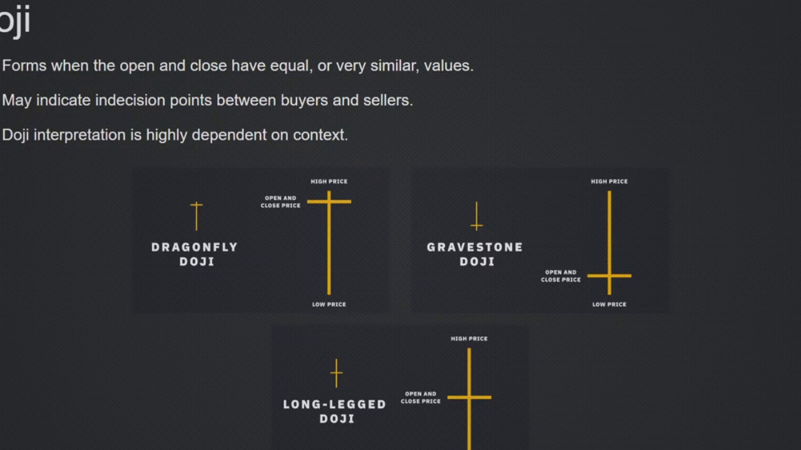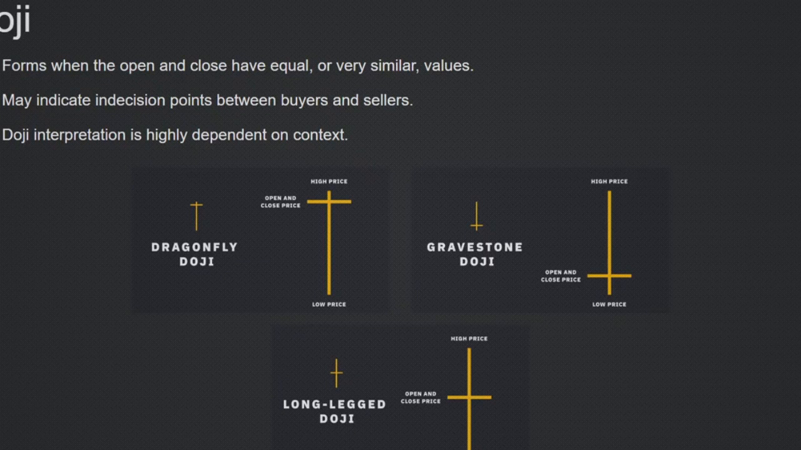And as you can see, the different types of dojis are based on the position of the opening and closing price. So when these are near the highest point of the candle, we have the dragonfly doji. But if you have the opposite, we call it a gravestone doji, which has the opening and closing price near the lowest recorded price for that candle. And lastly, we have the long-legged doji with the open and close price in the middle of the candle.